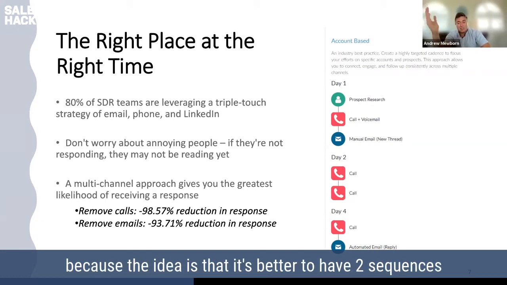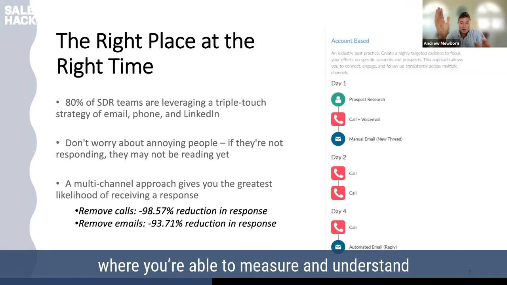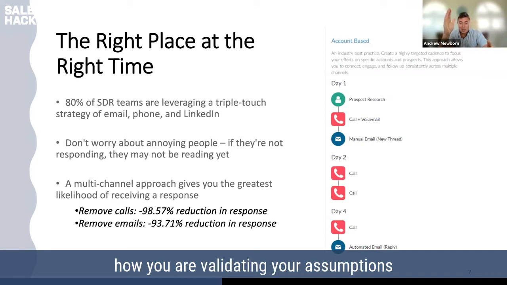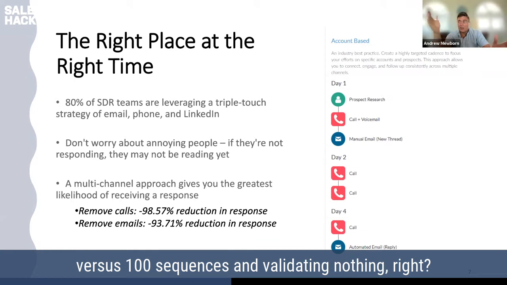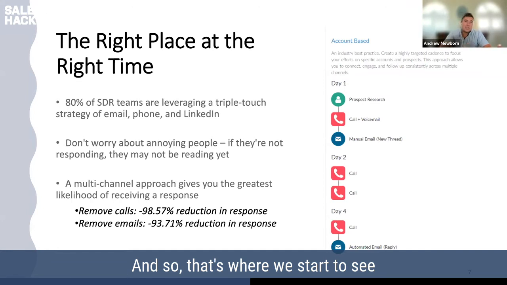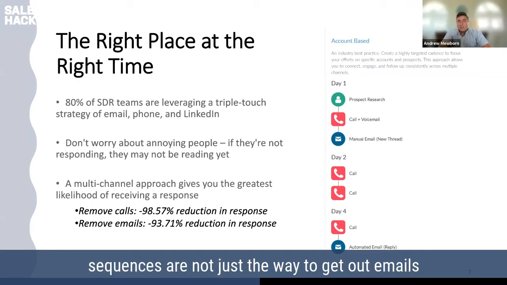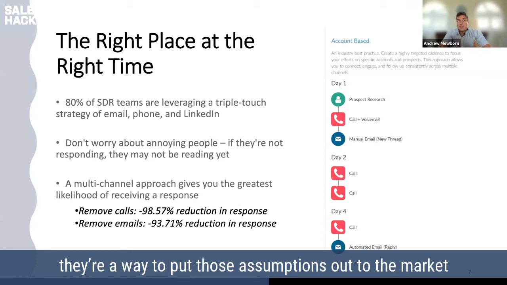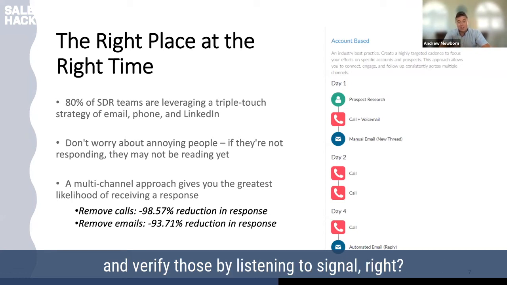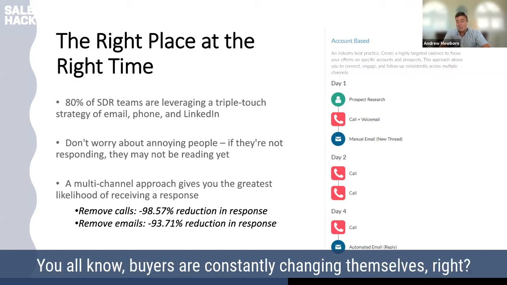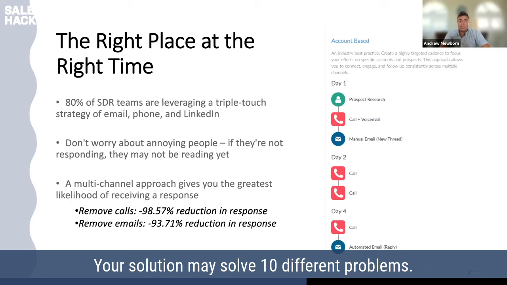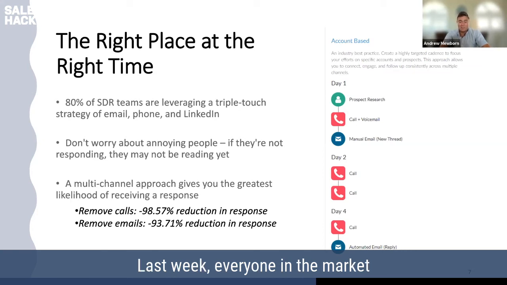And going back full circle to what I said earlier, how many sequences should you have? You should have as many as you can manage, because it's better to have 2 sequences where you're able to measure and understand how you're validating your assumptions versus 100 sequences and validating nothing, right? And so that's where we start to see sequences are not just a way to get out emails, they're a way to put those assumptions out to the market and verify those by listening to signal, right?